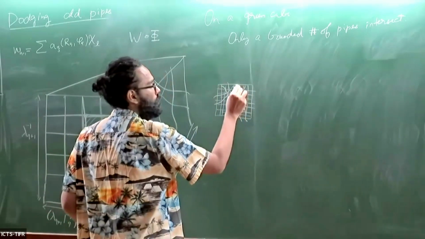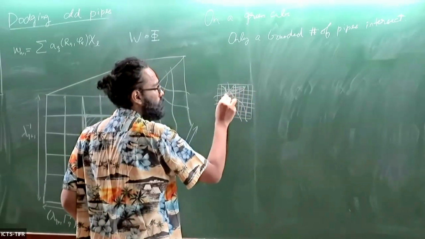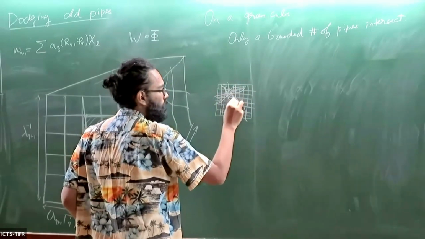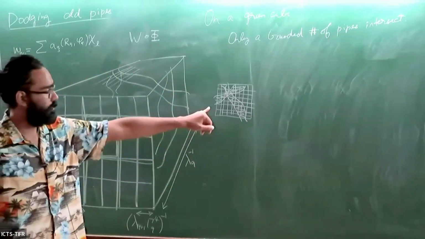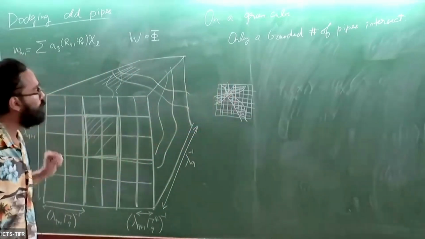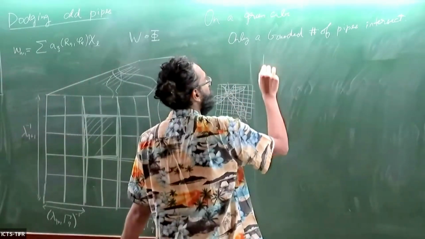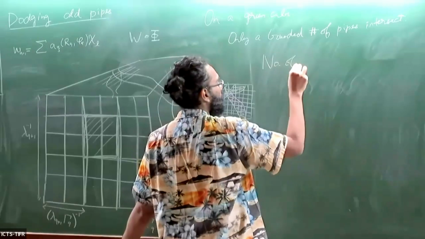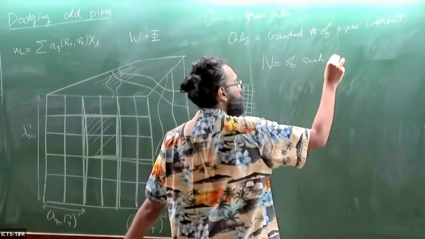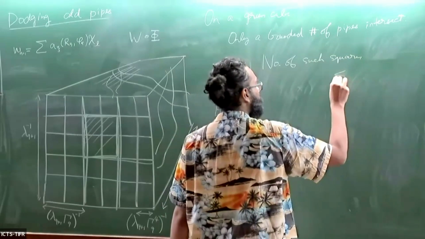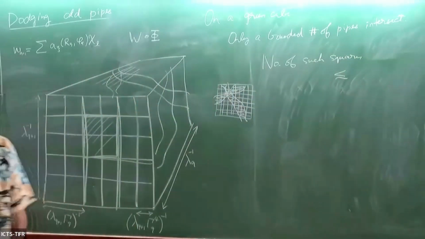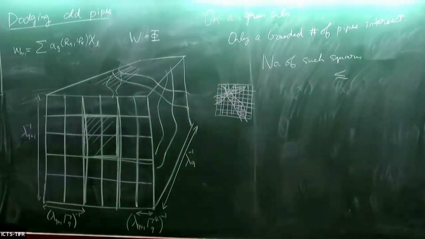And what I want to do is I just want to count the number of these squares that intersect this projection. Okay, so the number of such squares can be given by, now we use the second property of this assumption that these guys are basically lines, right?